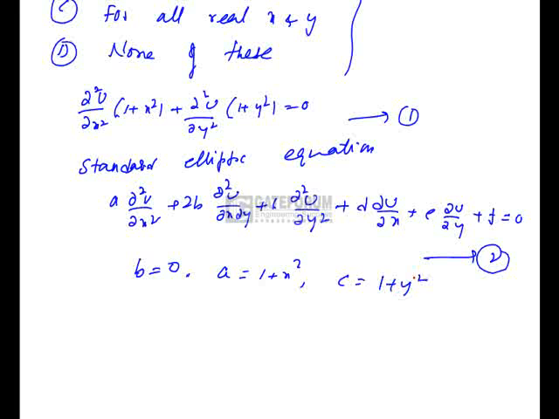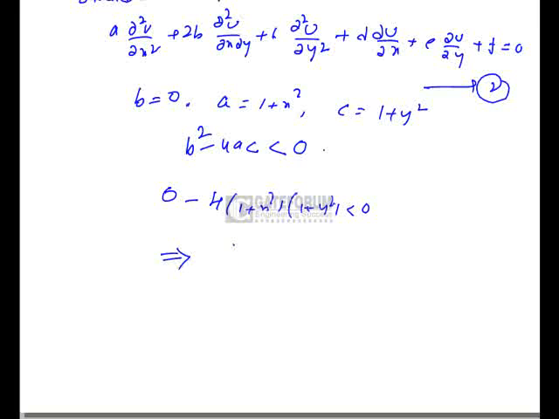Now for any elliptic equation, b square minus 4ac must always be less than 0. So this is nothing but 0 minus 4 times (1 plus x square) into (1 plus y square), which will always be less than 0, which can also be written as (1 plus x square) into (1 plus y square) greater than 0. Now x square is a positive value, y square is a positive value. x can be positive or negative, y can be positive or negative. That means for any real values of x and y, this expression will always be greater than 0. So the answer is option C.